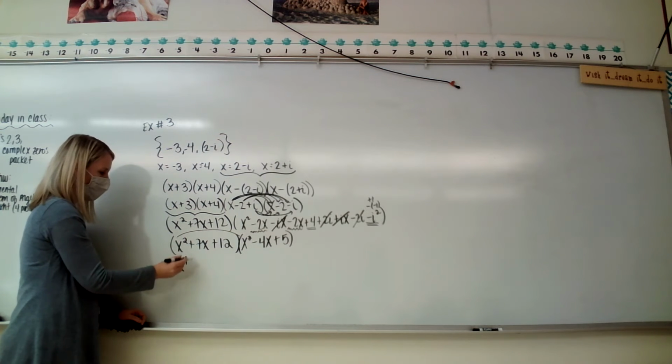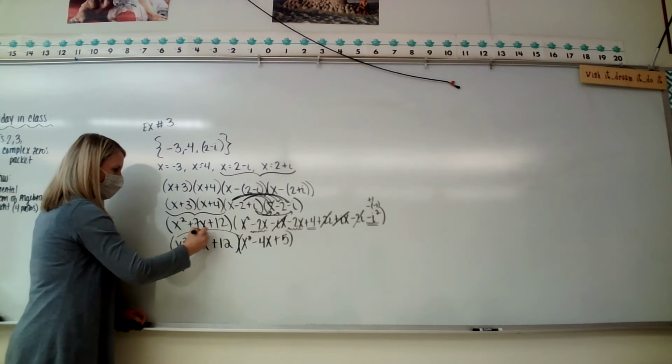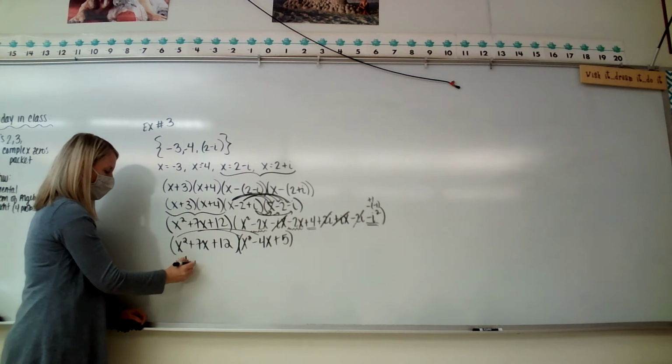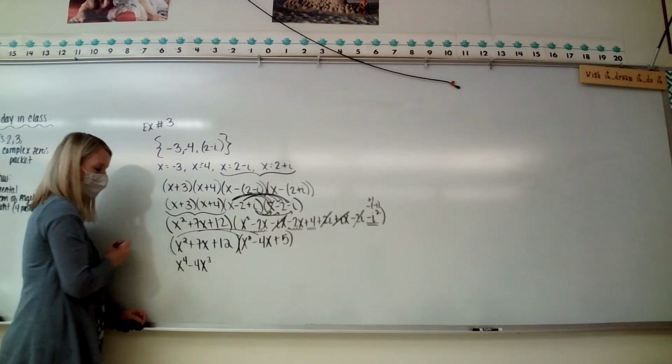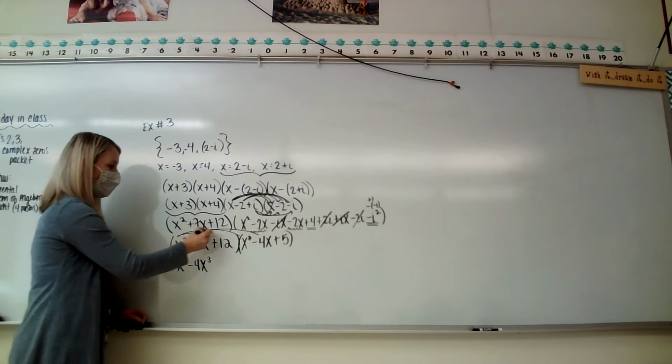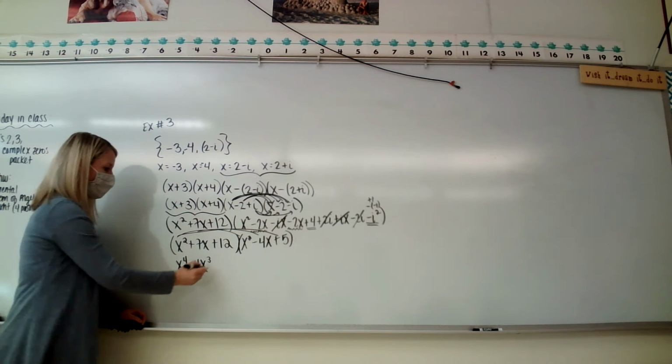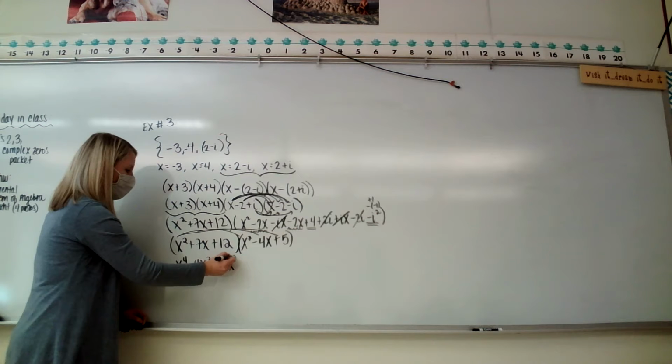X to the 4th. Then if I do it times that, that would be minus 4x to the 3rd. I'm just doing one thing at a time. It's all stuff we know how to do. There's just a lot of it. Plus 5x squared. Okay.